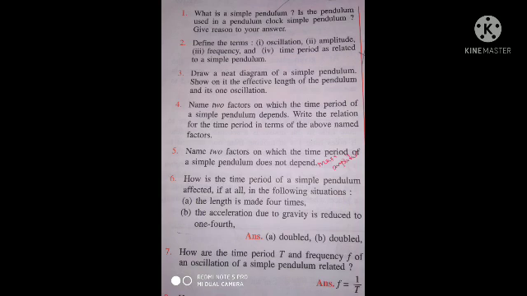Question number 7. How is the time period T and frequency f of a simple pendulum related to each other? The time period of a simple pendulum is inversely proportional to its frequency. f is equal to 1 by T.